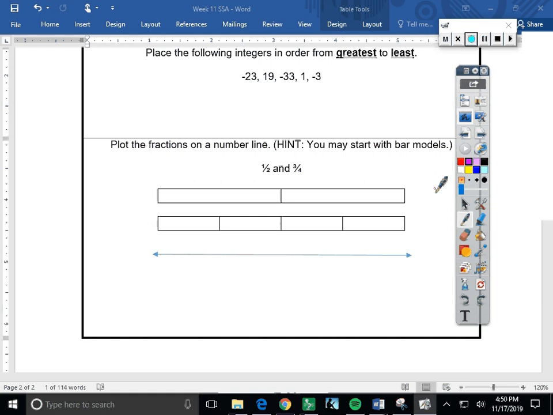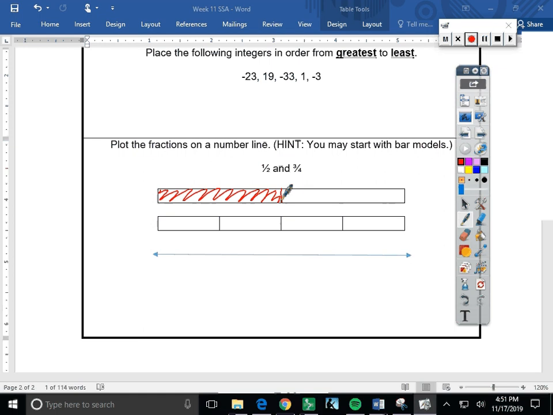The last problem says plot the fractions on a number line. Hint, you may start with bar models if it helps you. They give me 1/2 and 3/4. We'll take a look at that 1/2. We've been talking about fraction strips this week a little bit. And if I wanted to show you 1/2, I could draw one whole bar like I did here for you. The whole bar is drawn, and I split it down the middle so that I have 2 parts. And I only have one of those remaining. That represents the 1/2.